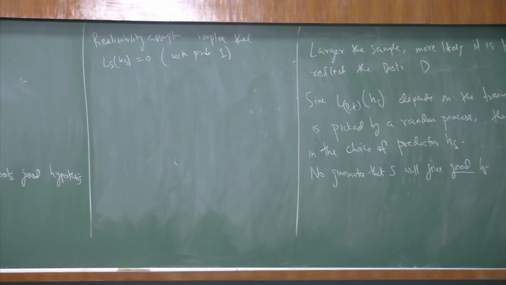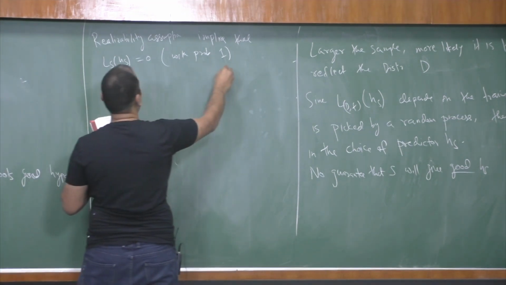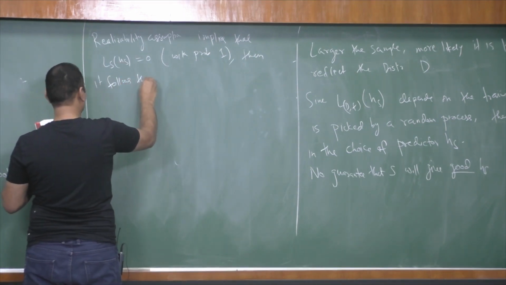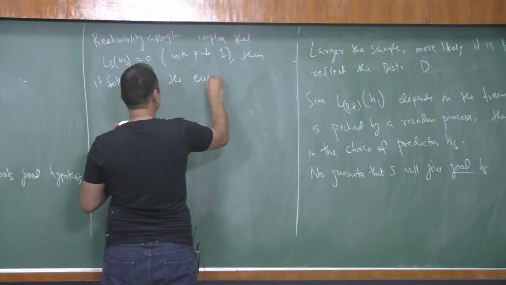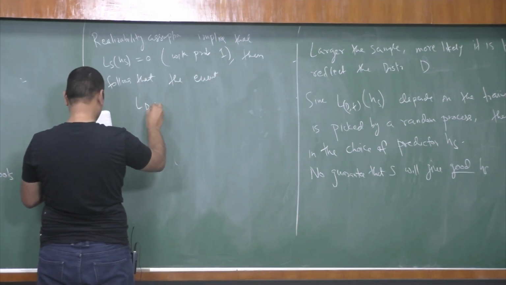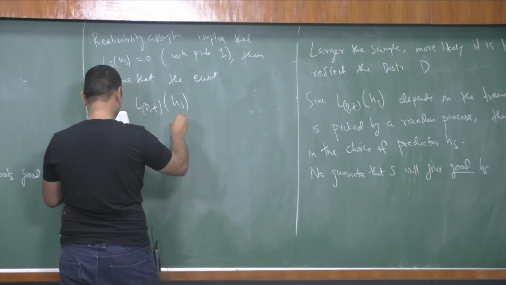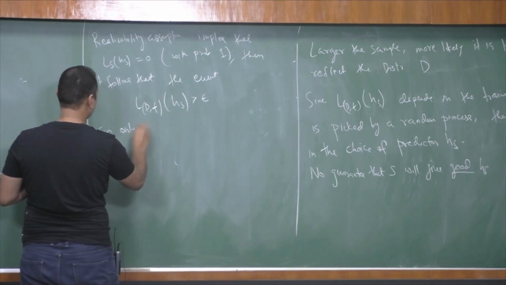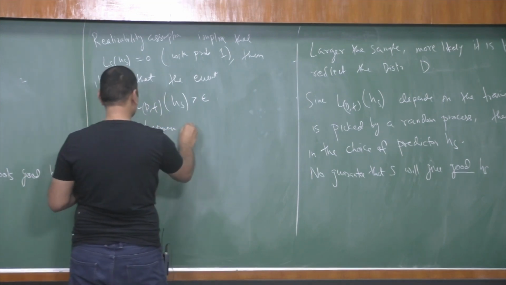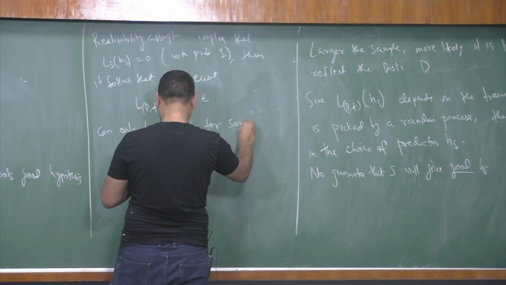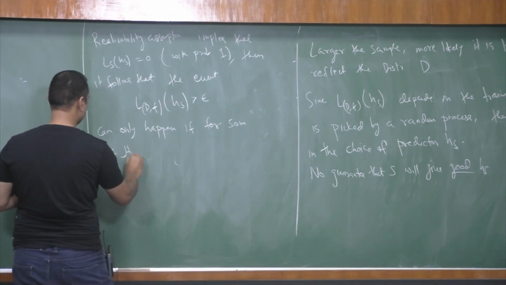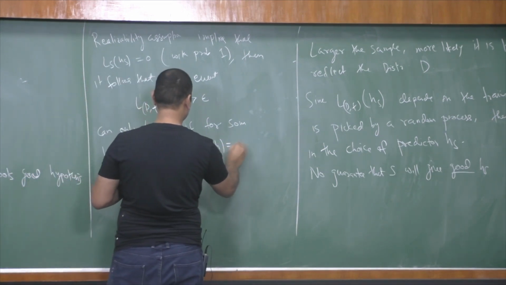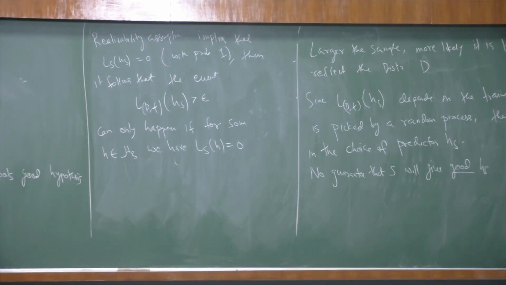So what does this imply? It follows that the event which is L_D,f(h_S) greater than epsilon can only happen if for some h in H_B, the bad hypothesis class, we have L_S(h) is 0. Okay, so I hope we get this.